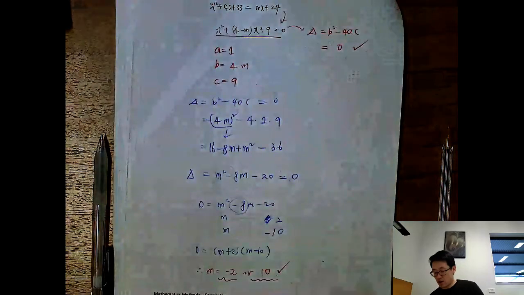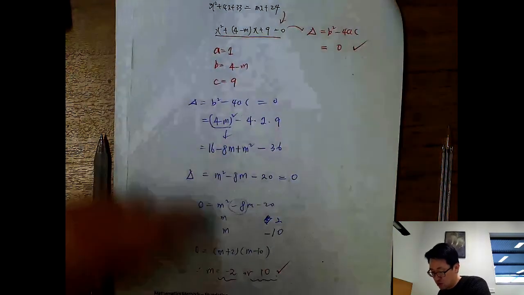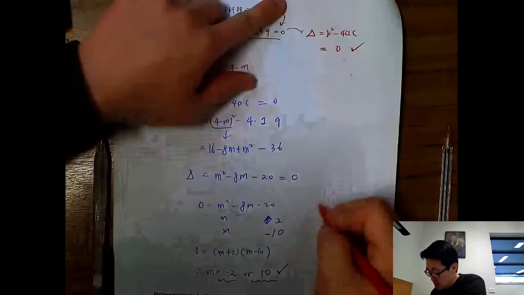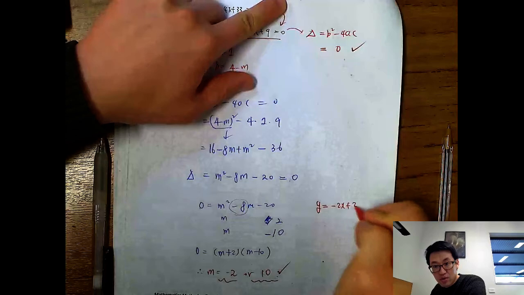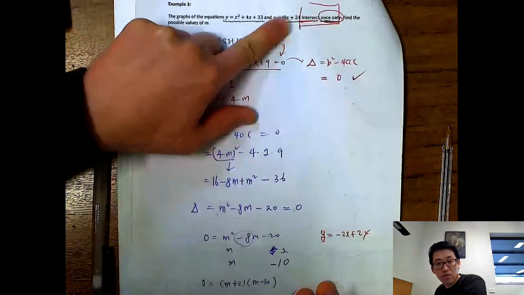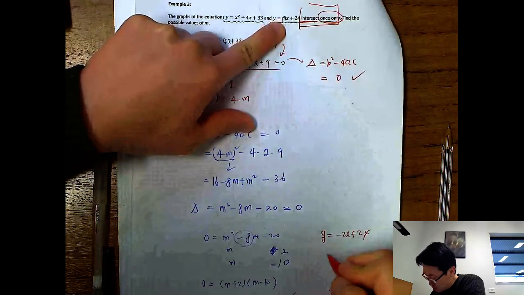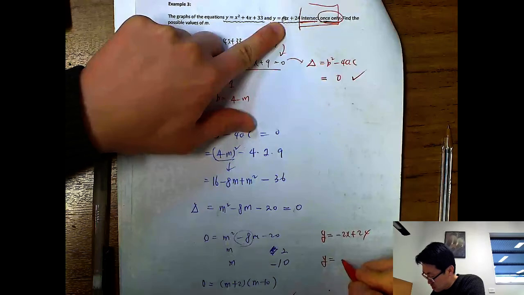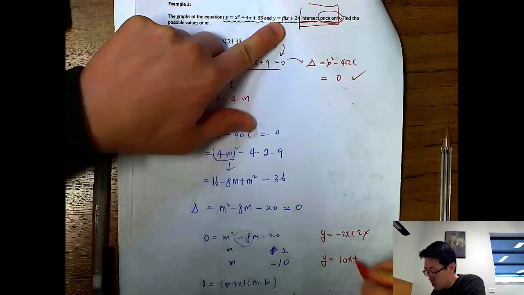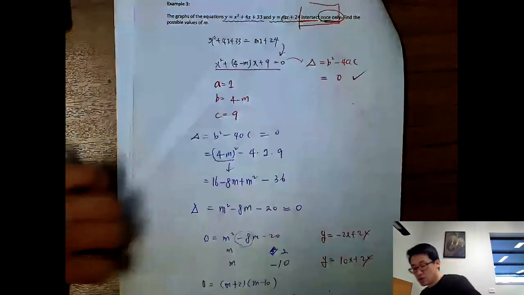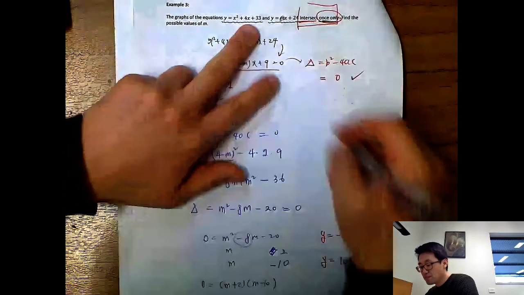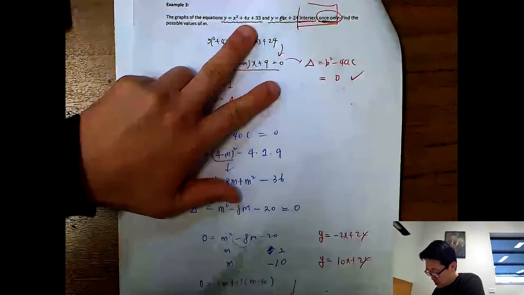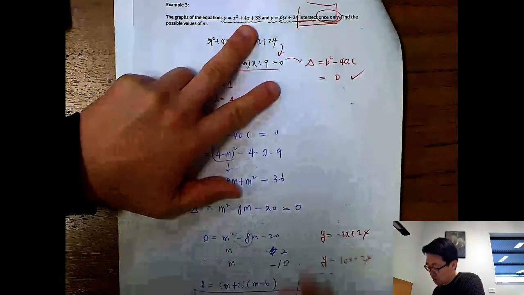Or I can just put it into that equation. So y equals minus 2x plus 24 from here, or y equals 10x plus 24. Let's go and draw and have a look. The question actually finished here, but I'll go and have a look.